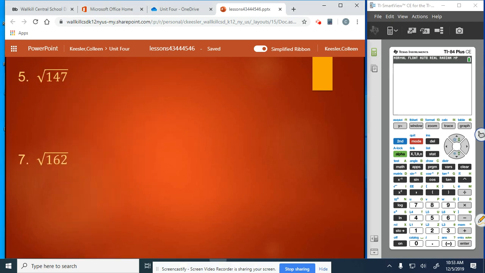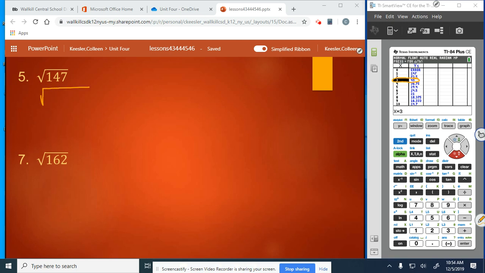Okay, number 5. Now, 147, I don't really know the factors of in my head, so I'm going to go to y equals and do 147 divided by x. And I look for a perfect square factor. So I see 1 in 147 and then 3 in 49. And right away, I know 49 is a perfect square. So there's my perfect square factors. Square root 49 times 3. Square rooting 49, I get 7. Square root 3 as my answer.